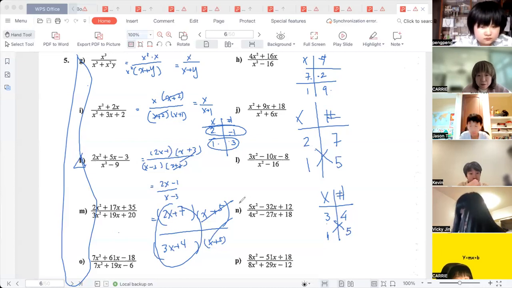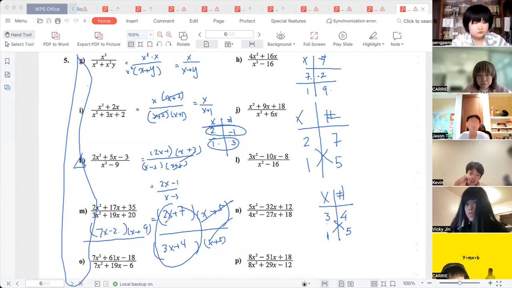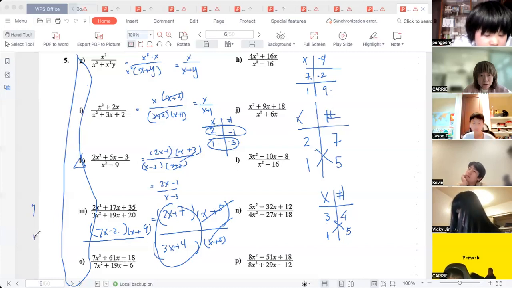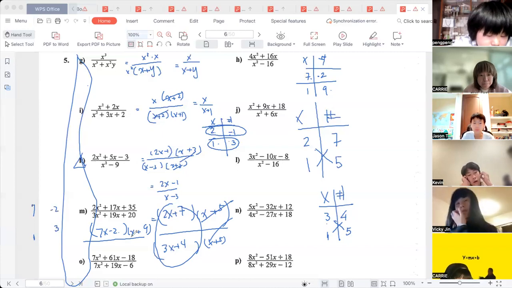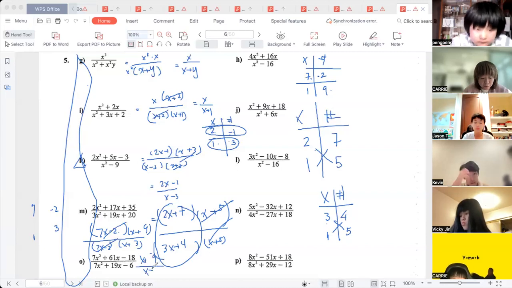So the top is 7x minus 2 and x plus 9. And the bottom is what? You have 7 and 1, and this one is 3 and negative 2. So 7x minus 2 and x plus 3. So these ones are gone. So it's x plus 9 over x plus 3.